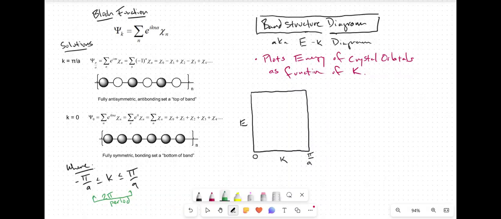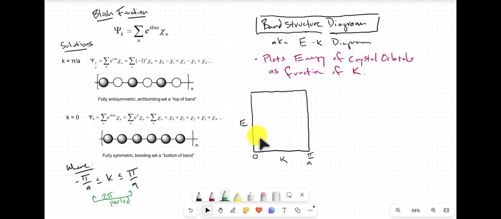So I switched around our picture over here just to make it more cogent with the picture we're about to draw. So here we have the antibonding. That's the higher energy set. That would be higher in energy if I have an energy scale here, and the fully symmetric bonding set. So that's our sigma bonding part of the band.